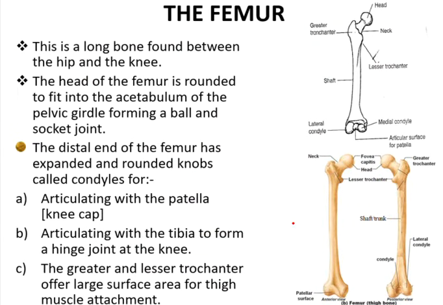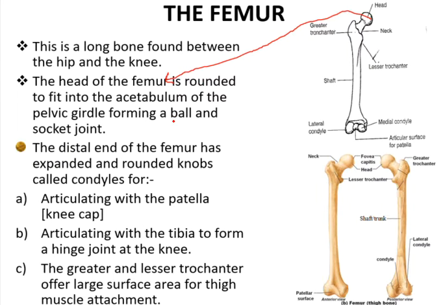Let's look at the femur. The femur is a long bone found between the hip and the knee. And the head of the femur is rounded to fit into the acetabulum of the pelvic girdle, thus forming a ball and socket joint. As you can see, that is the head of the femur, which fits into the acetabulum.